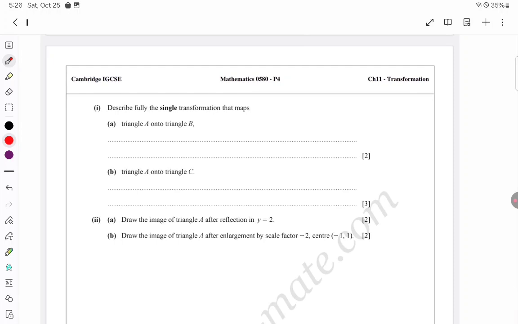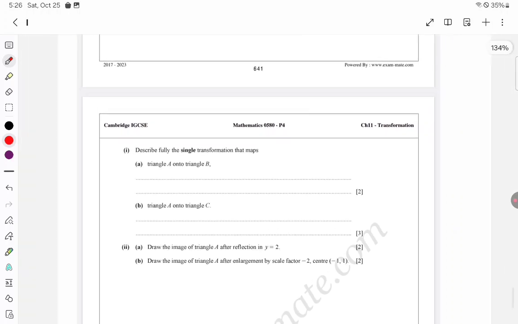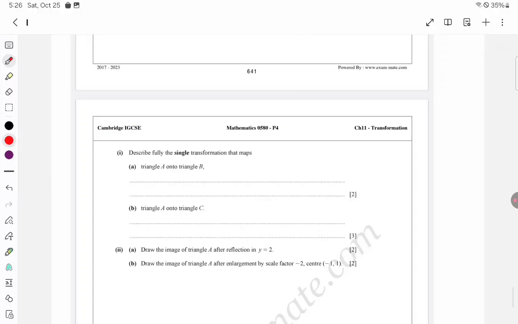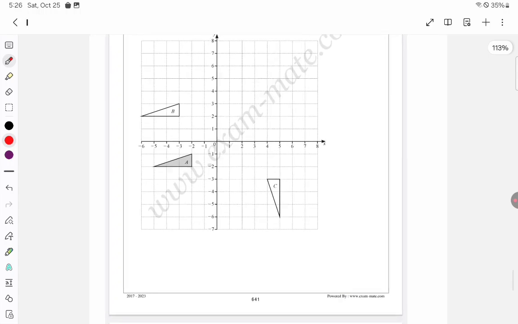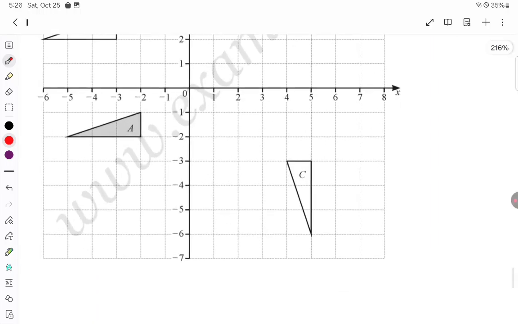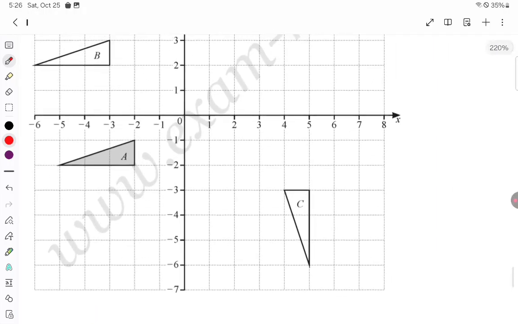Now for part B, describe fully the single transformation that maps triangle A onto triangle B. For that, from triangle A to triangle B, first we have to calculate the center. In order to calculate the center, simply join the lines from here to here.